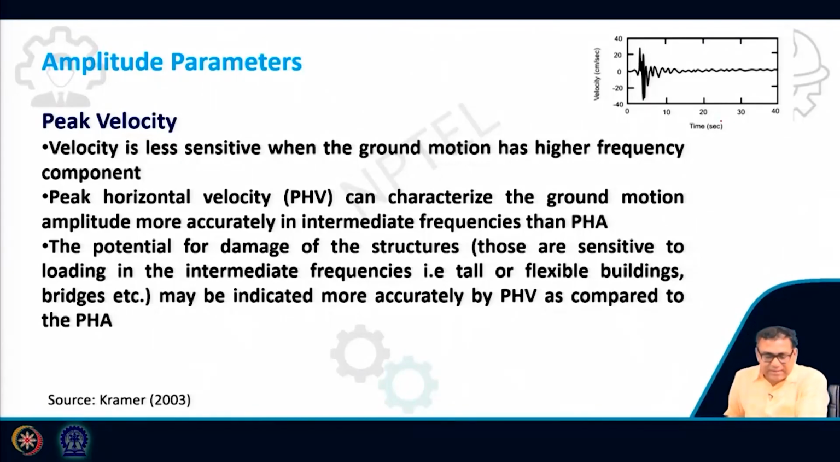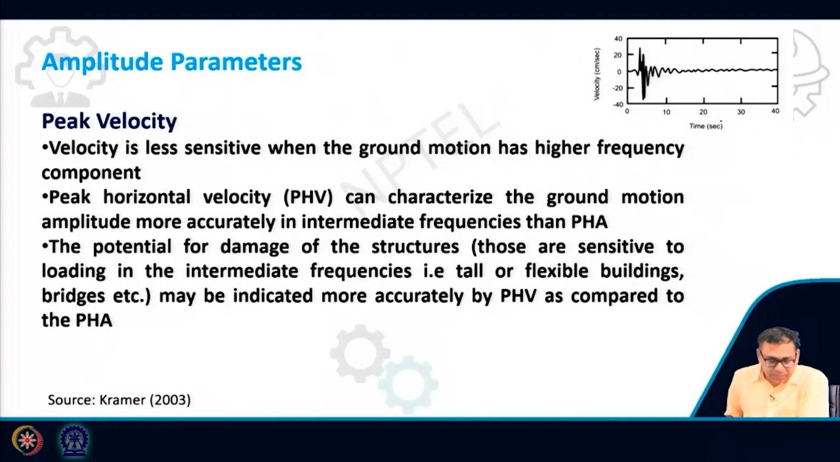Now the velocity is less sensitive when the ground motion has higher frequency content. So if higher frequency content is there, then velocity is less sensitive. But where the velocity is more sensitive, the peak horizontal velocity PHV can characterize the ground motion amplitude more accurately in intermediate frequencies than PHA. So if high frequency content is there, then PHA is more significant. But if it is the intermediate frequency range, then PHV, the peak horizontal velocity, can characterize the ground motion in a better way as compared to PHA.